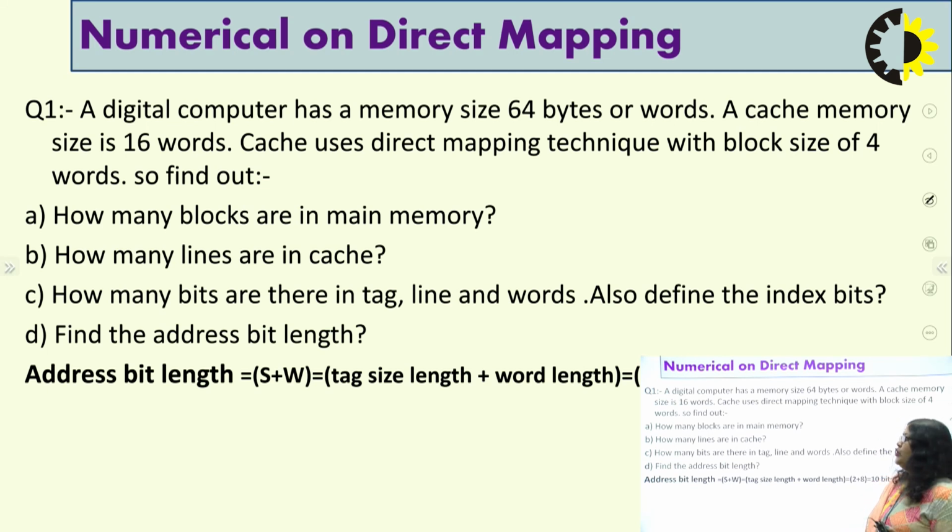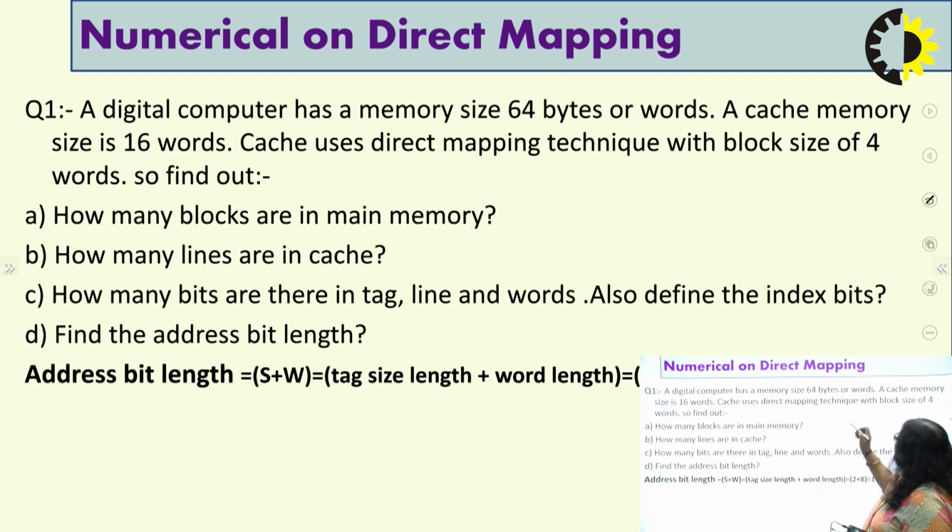Now this is the question. A digital computer has a memory size of 64 words. A cache memory is 16 words. The cache uses a direct mapping technique with a block size of 4 words. Find out how many blocks are in main memory.